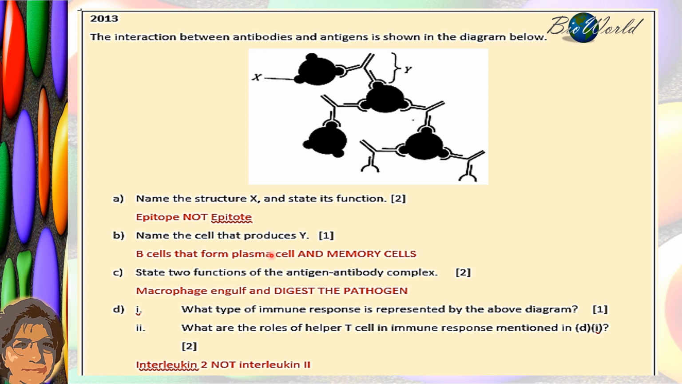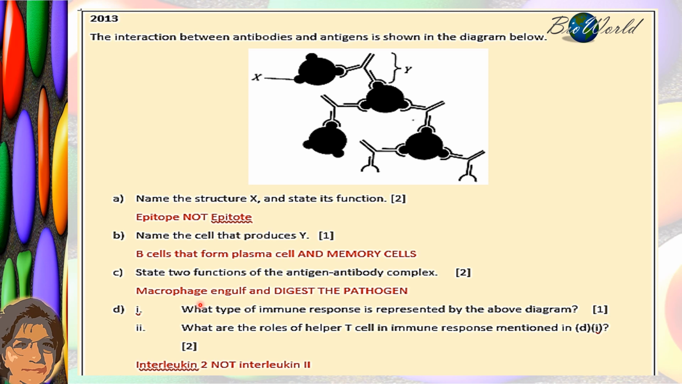Then for question C, they ask you to state two functions of the antigen-antibody complex. Okay, so basically we know in this case where you can see that one antibody is like pairing with two antigens. So this is clearly an agglutination process. Okay, so normally when you are writing, you will mention agglutination occurs so that the macrophage can then digest.